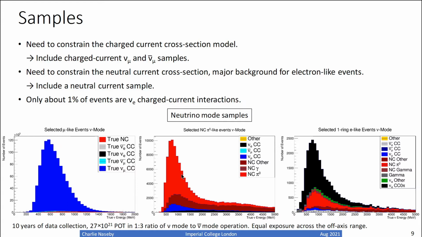Next, it's necessary to constrain the neutral current component of the cross-section model. Here, neutral current events, especially pi0 events, are a major background for our electron samples, and so we must constrain these very well. And again, we have a large neutral current sample to do that with. And then finally, to measure electron-neutrino cross-sections and antineutrino, we need selections of electron-neutrinos and antineutrinos. Here, the major challenge is in rejecting neutral current backgrounds, especially pi0 events. But overall, we're able to achieve a quite pure sample, especially given the very small available electron-neutrino flux in the beam. And these all correspond to 10 years of data collection and are the neutrino mode samples. There are equivalent antineutrino mode samples as well.